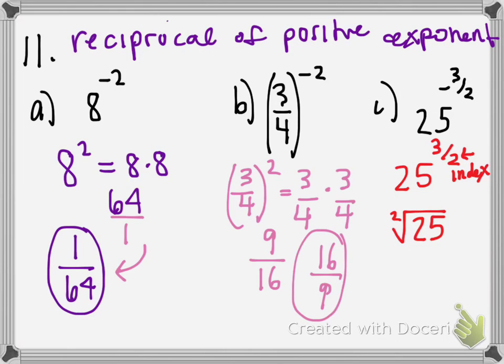The numerator, which is a 3, represents what you're going to raise your answer to once you take the square root of 25. You raise it to a power of 3. So the square root of 25 is 5, and we're going to raise that to a power of 3. 5 raised to the third power is 5 times 5 times 5, which is 125. So because it was a negative exponent, I take 125 and find the reciprocal, so it's 1 over 125.